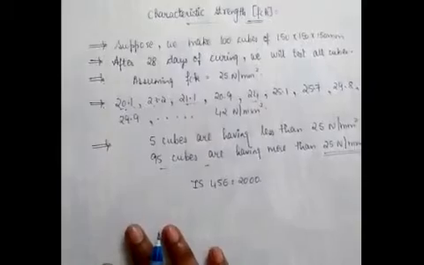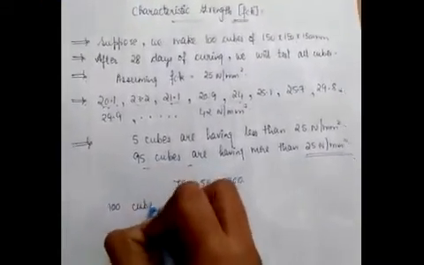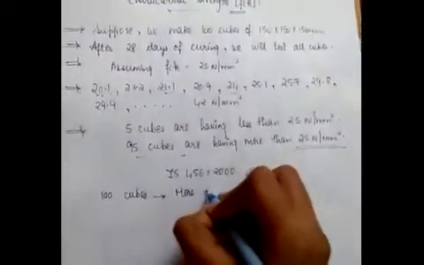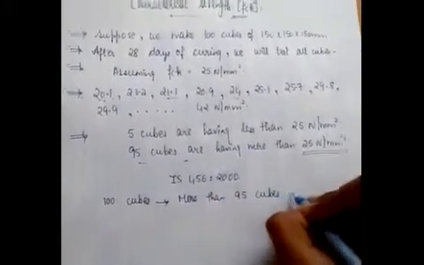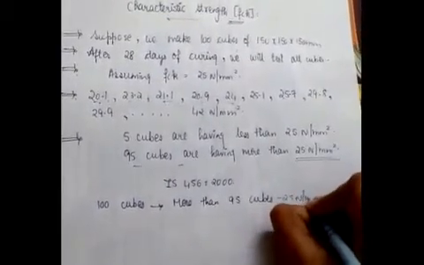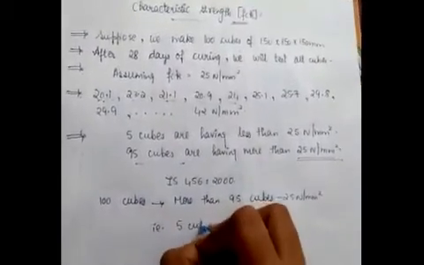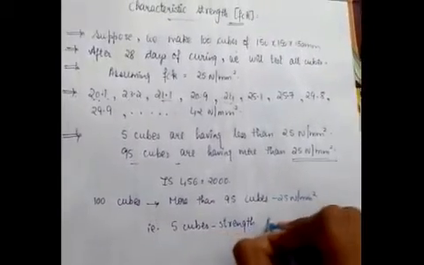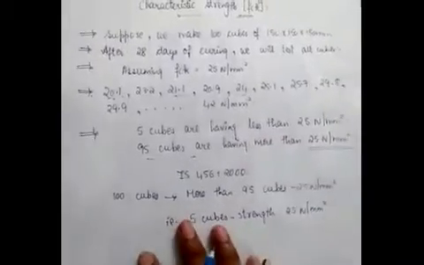Yes, so all I wanted you to understand is, if 100 cubes are made, more than 95 cubes should have their compressive strength as 25 Newton per mm square. That is, 5 cubes shall have their strength below 25 Newton per mm square.